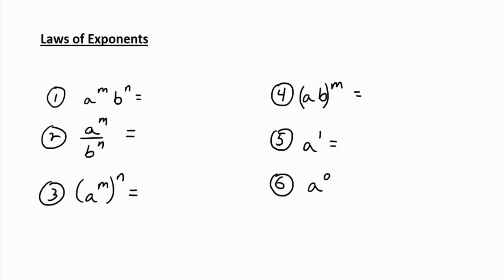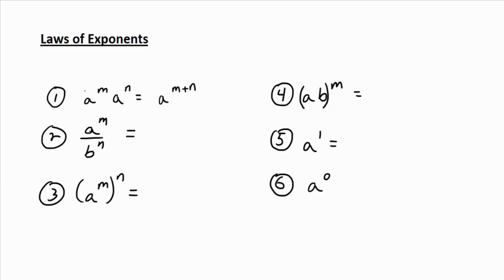So, laws of exponents. Law number 1, a to the m times a to the n. What does that equal? Like bases, keep the base. What do you do with the exponents? Add them. So it's a to the m plus n.